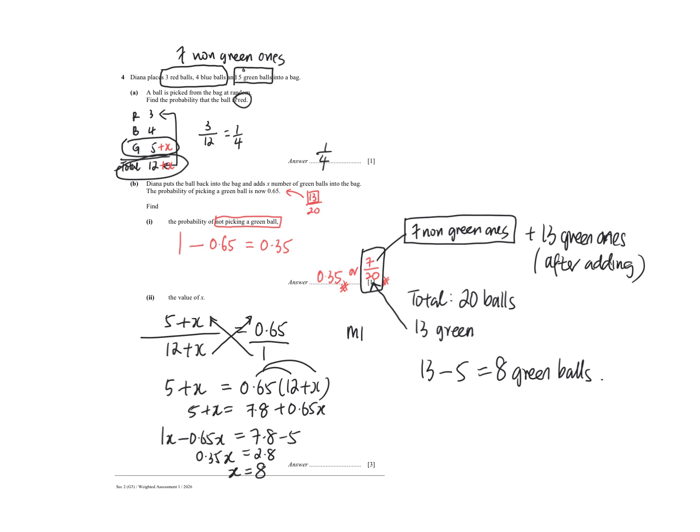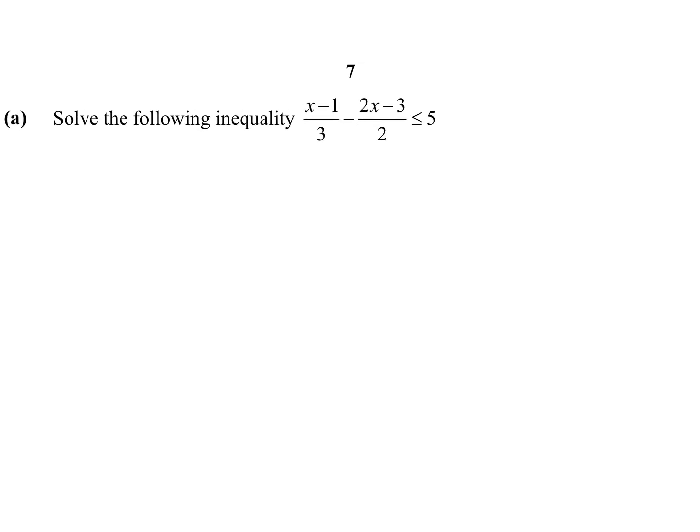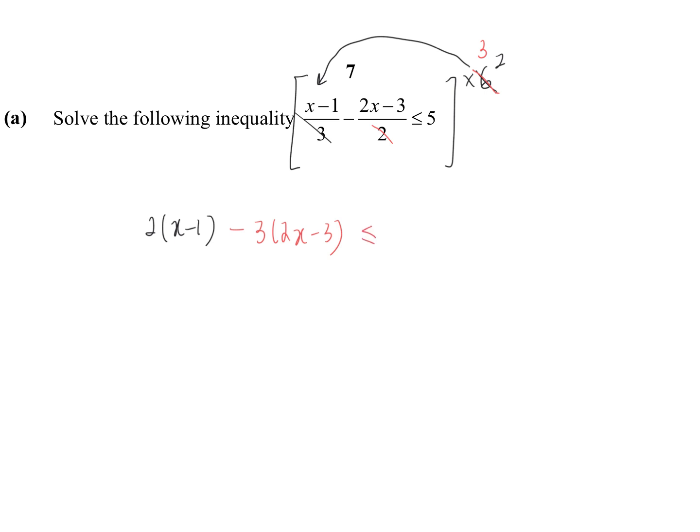Okay, next one. Question 5. Inequality. This one is very important. I told you all before, you multiply everything by the LCM. So you times 6 to this, left 2. You times 2 to this, left 3. But a lot of you never get the first mark because you forget to multiply 6 to the 5. So this is the first mark: removing the denominator.